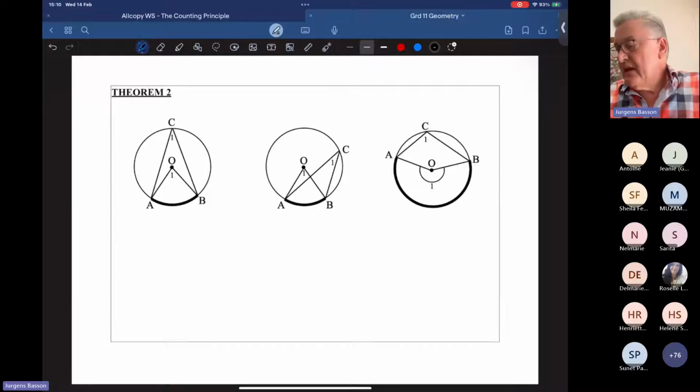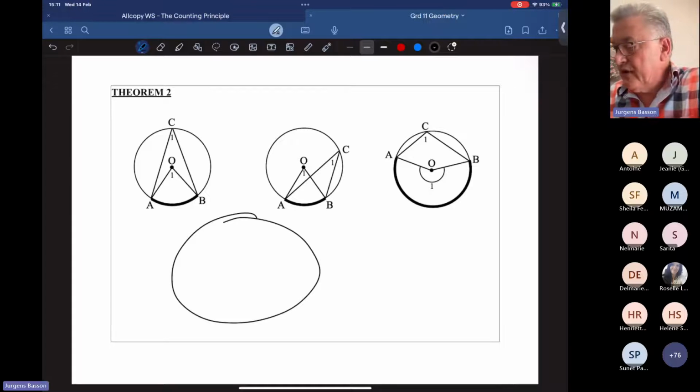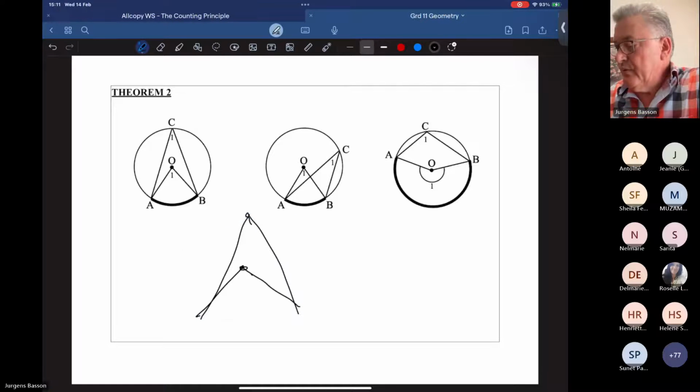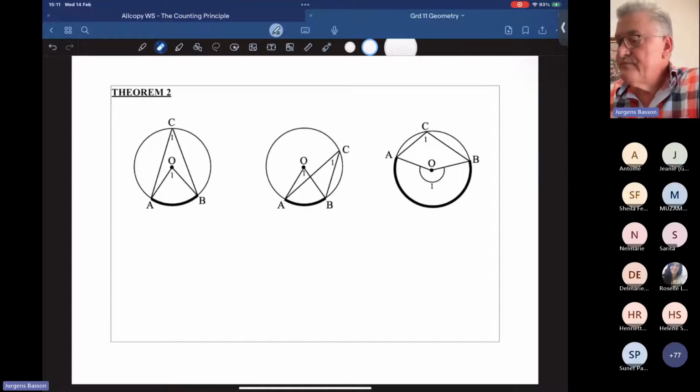And this one says the angle at the center is twice the angle at the circumference. I added a few drawings, but to start with, let's look at the acute angle. And yeah, this doesn't look good. Sorry for that. I will try again.